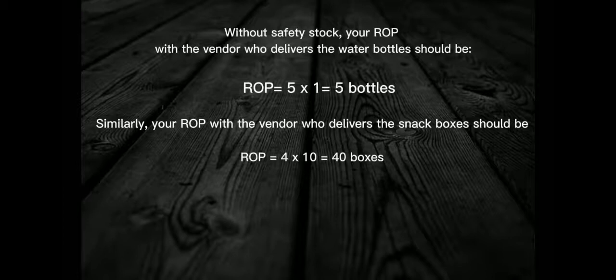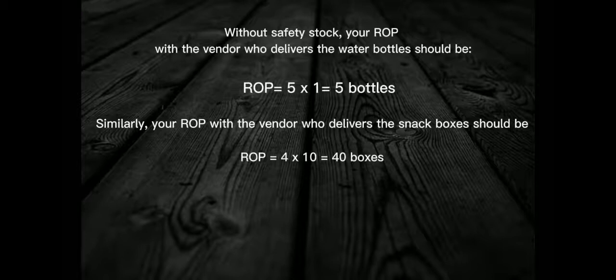Similarly, your ROP with the vendor who delivers the snack boxes should be: ROP is equal to 4 times 10, which is equal to 40 boxes. You should reorder when you have 40 boxes of stock left in your inventory, which is 4 days of stock, given that your lead time is also 4 days.